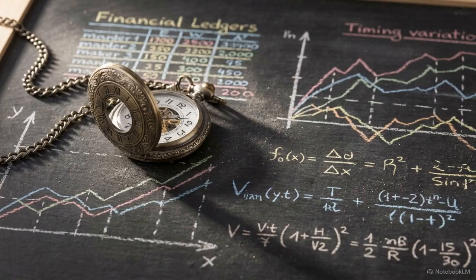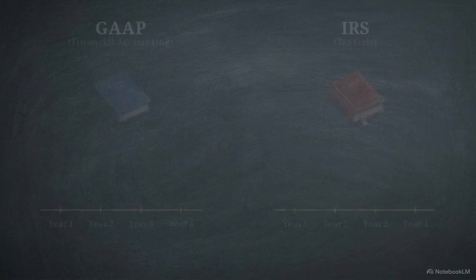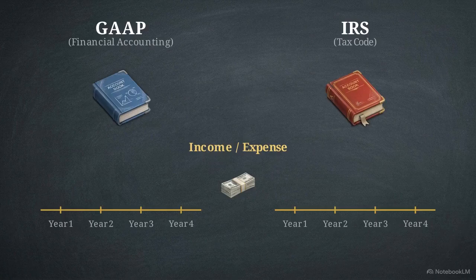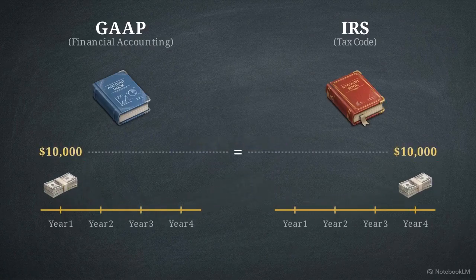Once the permanent differences are cleared, we focus strictly on temporary differences. These are items of income and expense that both systems agree on, but choose to recognize in entirely different accounting periods.